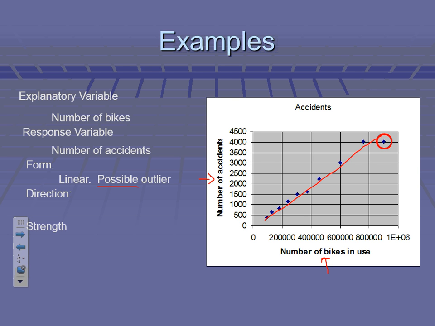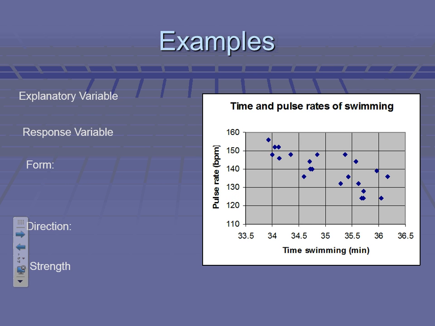We'll move on. The direction of this is definitely positive, and that's a pretty strong relationship. That line pretty much catches all those points. Here's another example. So explanatory, the time swimming. The response would be the pulse rate. So this particular researcher wants to take a look at some type of relationship. Does the time swimming in minutes affect the pulse rate?